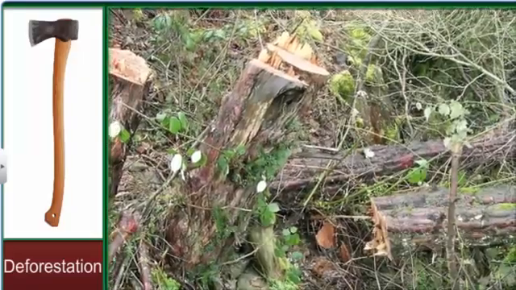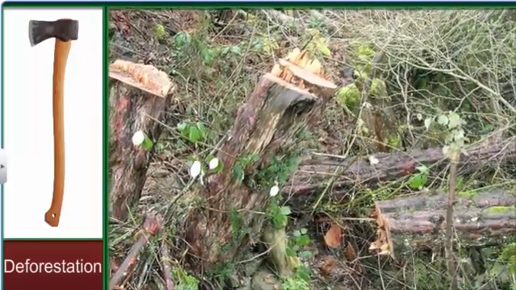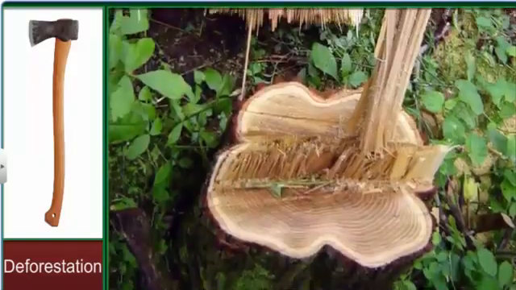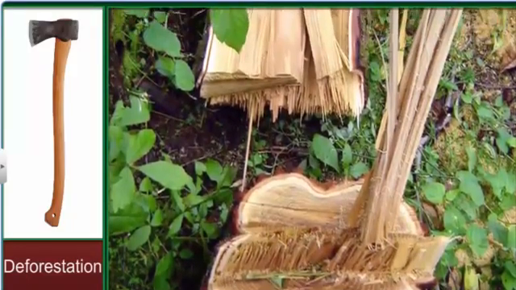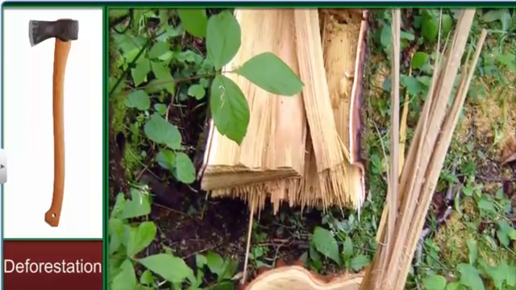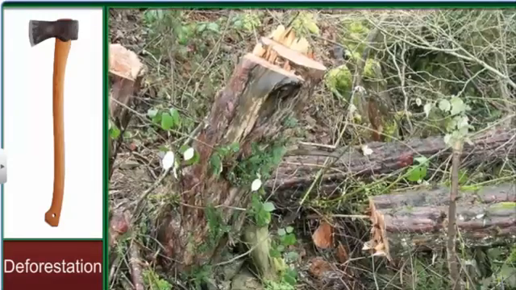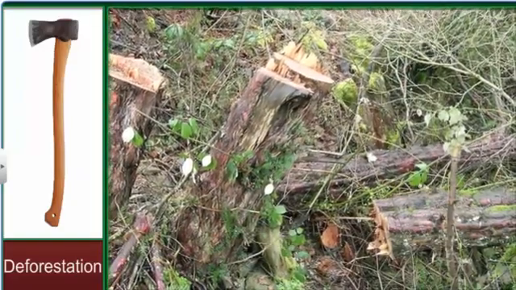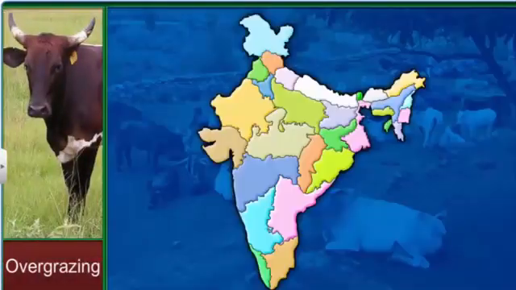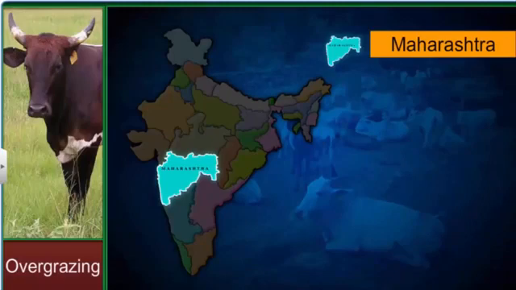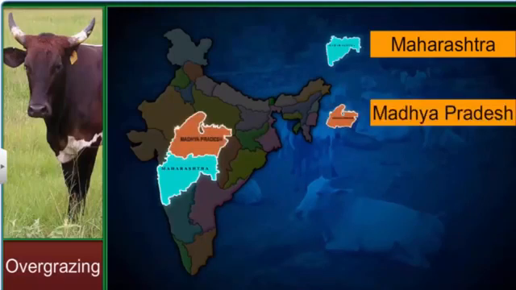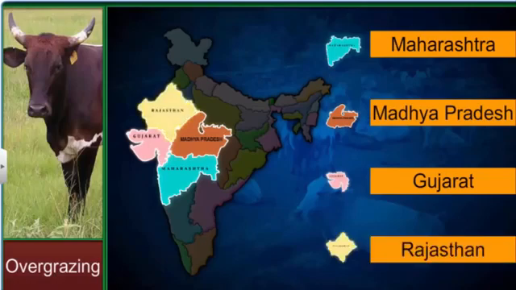Deforestation removes the green cover required to protect land from soil erosion by wind and water, and thus contributes to land degradation. In some parts of India, overgrazing by cattle has converted permanent pastures into barren land, leading to land degradation. Examples are the states of Maharashtra, Madhya Pradesh, Gujarat, and Rajasthan.